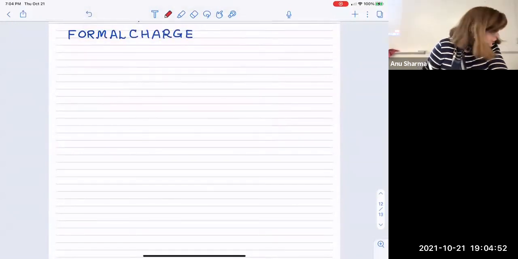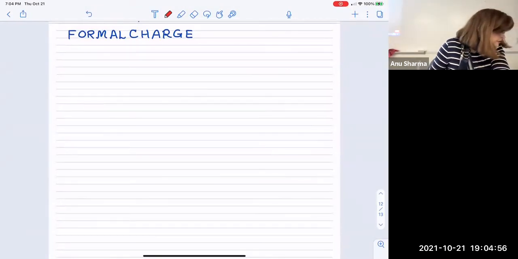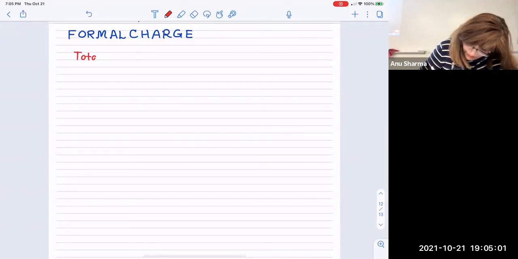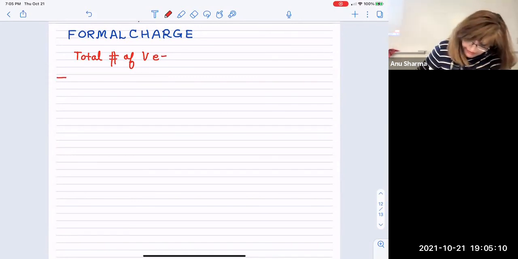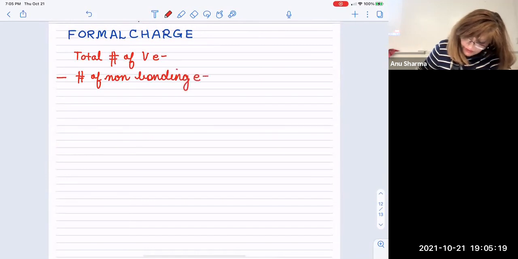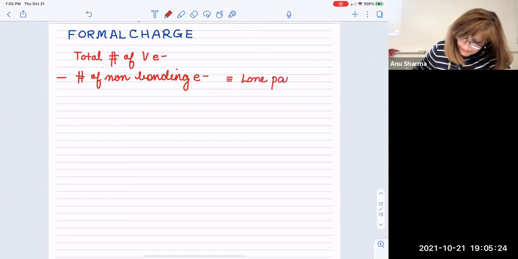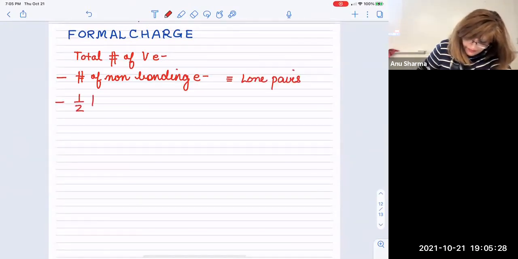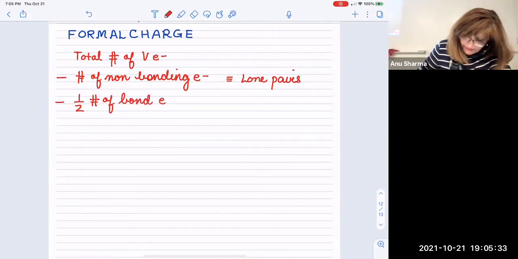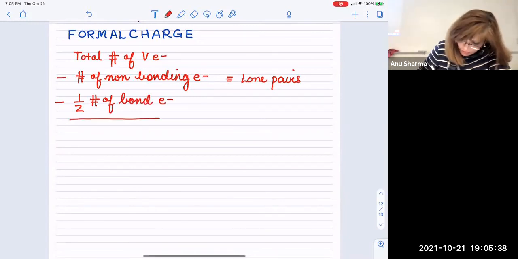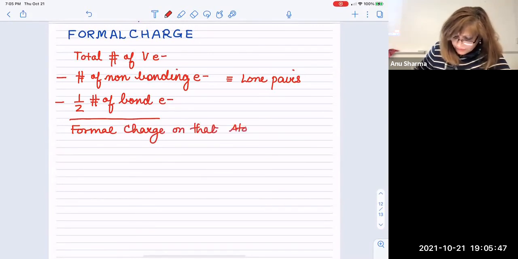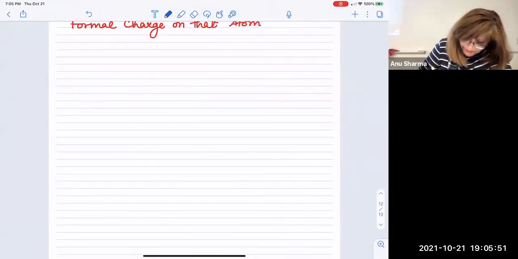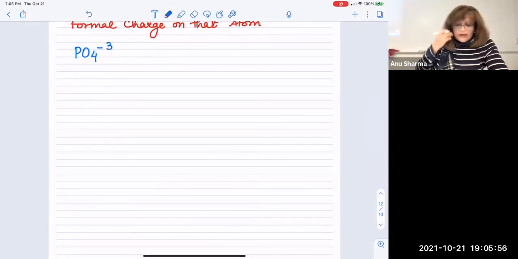So the formal charge formula is the total number of valence electrons minus the number of non-bonding electrons. Non-bonding electrons are the lone pairs. Minus half the number of bonding electrons, and that is going to be the formal charge on that atom. So how are you going to do this? You're going to take this as PO4 3 negative.